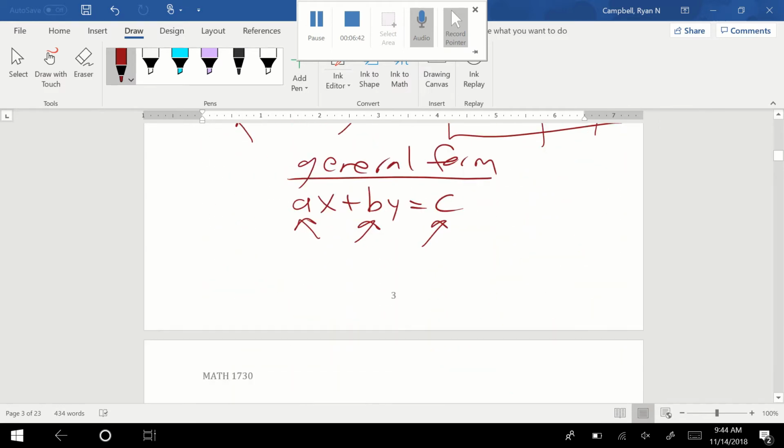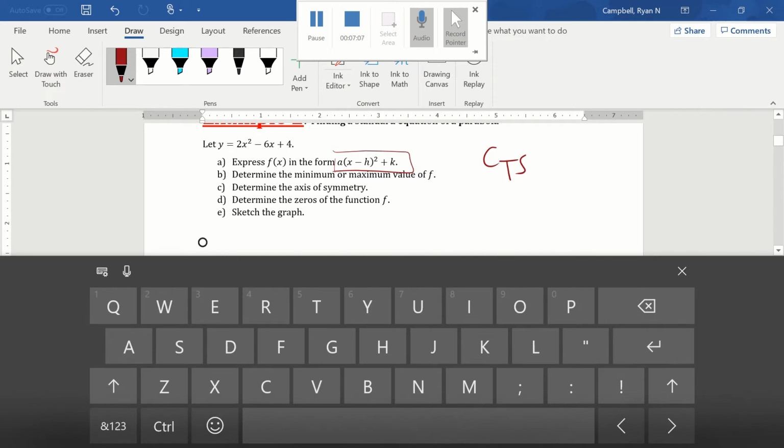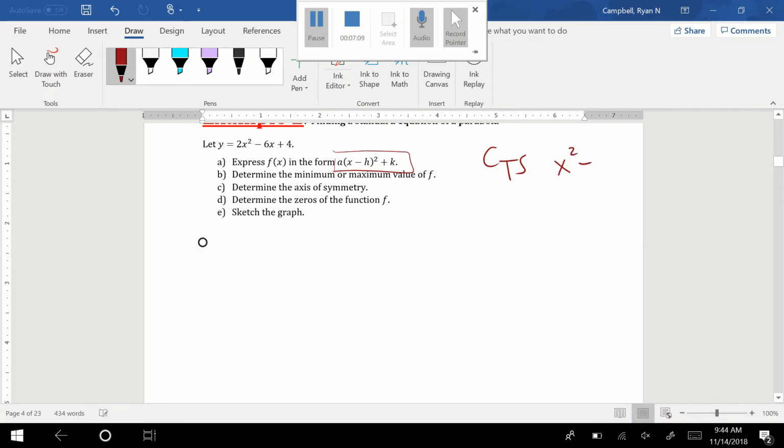All right, so let's actually do some problems. Example number 2. Let y equal 2x squared minus 6x plus 4. First, let's turn it into the standard form. For this, just like with the circles and the parabolas, we're going to have to use completing the square. Remember, with completing the square, the biggest thing you have to have is x squared plus bx. There has to be a 1 in front of that x. So if there's something else, the first thing we have to do is divide that out. There's lots of ways to do that. That would be what I would suggest, just divide everything out.